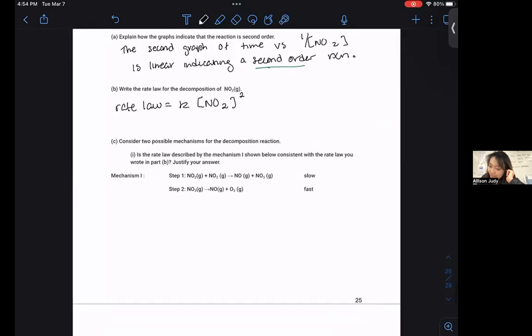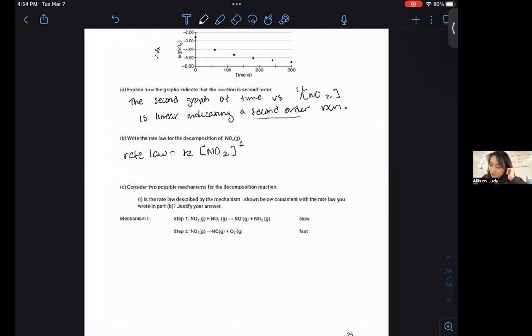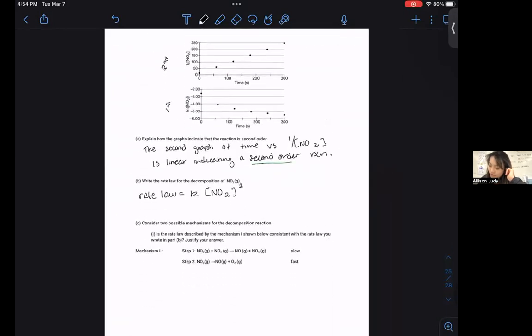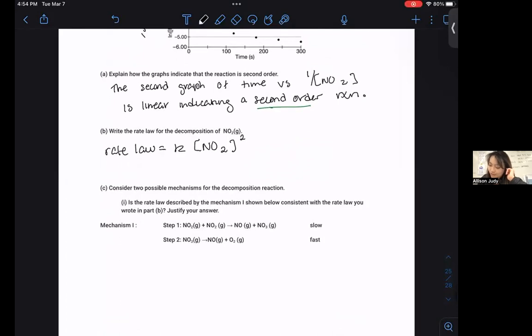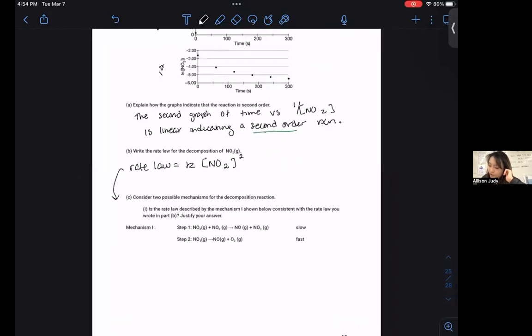Consider two possible mechanisms for the decomposition reaction. While we have the overall reaction written above, here is the multi-step sequence that it is theoretically occurring through. Is the rate law described by mechanism 1, given to us down below, consistent with the rate law you just wrote in part B? Justify your answer.